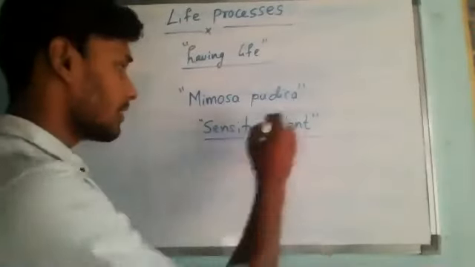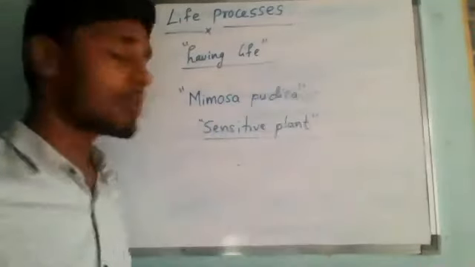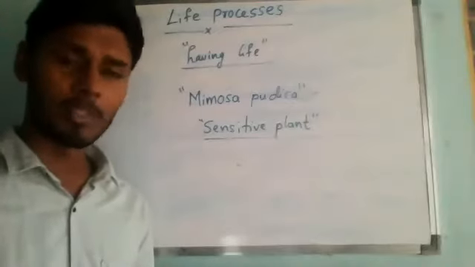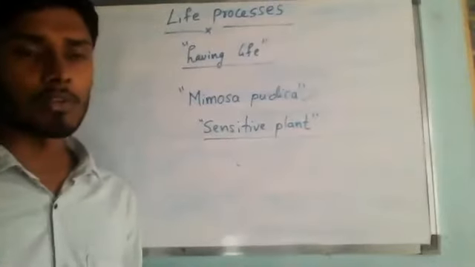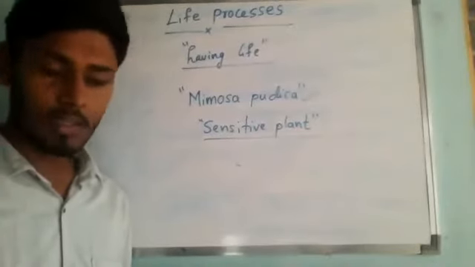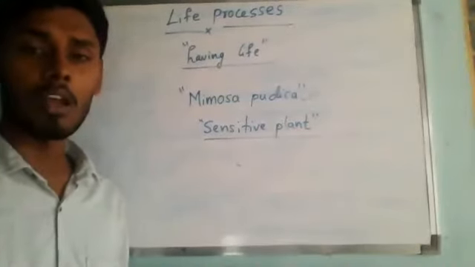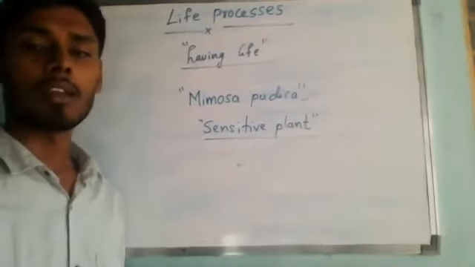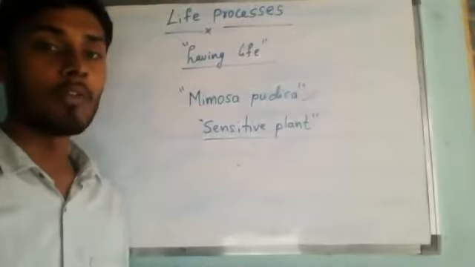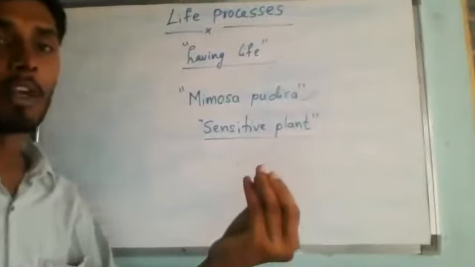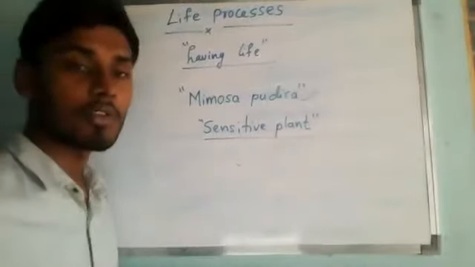Understand? Till now you people don't know this? Mimosa pudica comes in Class 8 itself. Then what are you people studying? That is why we are unable to score well in biology. You be very sincere in this. Understand? Mimosa pudica, called the sensitive plant, folds up when touched with a finger. That is what you should remember.